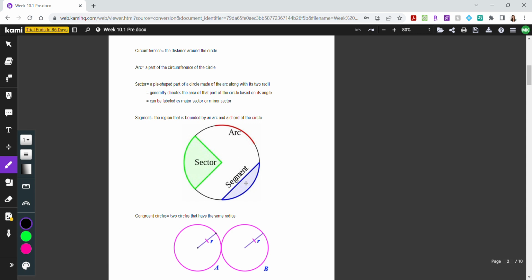Now, a segment here is a little bit more specialized towards circles. A segment is the region, as you can see here, that is bounded by an arc and a chord. So this right here is what we would call a segment of a circle. And we will also be able to find the area here. All right.